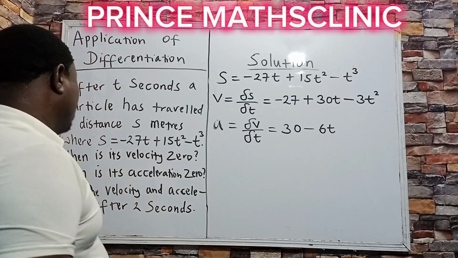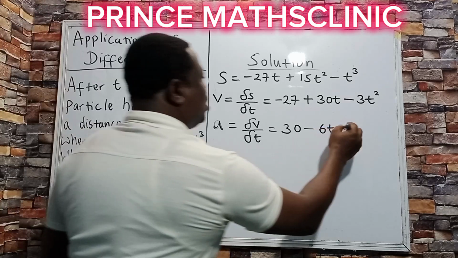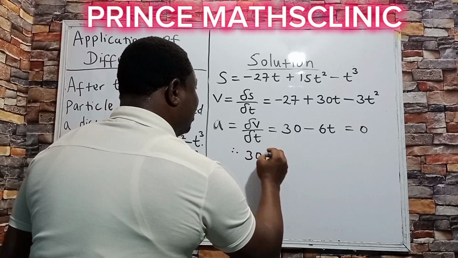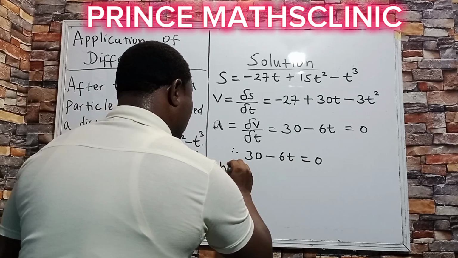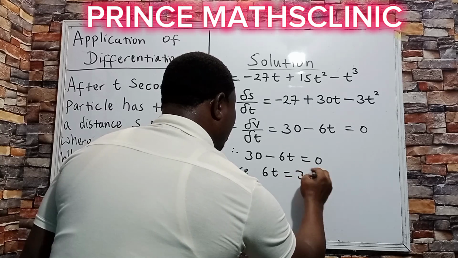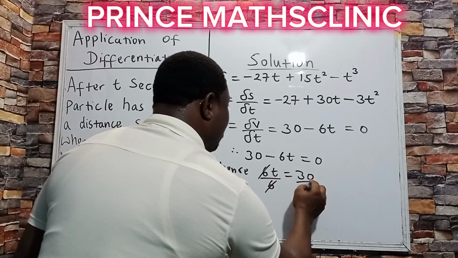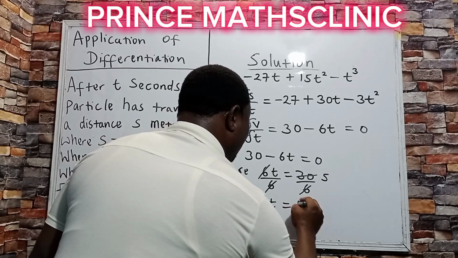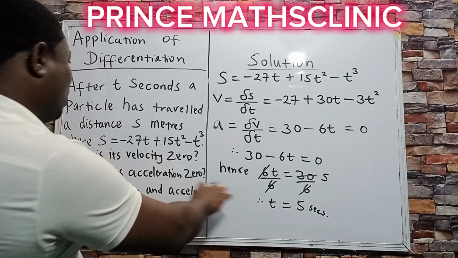So remember, at what value of time is acceleration 0? You are going to equate this to 0. Therefore, 30 minus 6t equals 0. Hence, 6t equals 30. If I divide both sides by 6, 6 can go into 30 five times. Therefore, it is at 5 seconds that my acceleration will be 0.